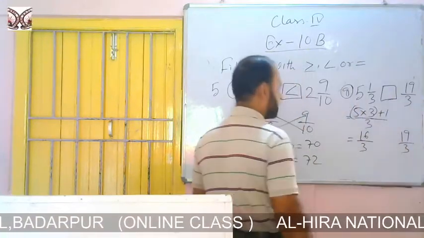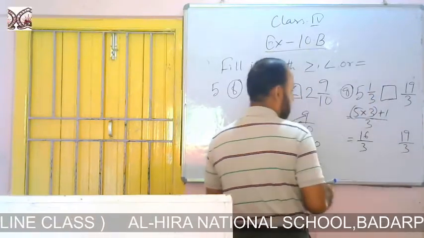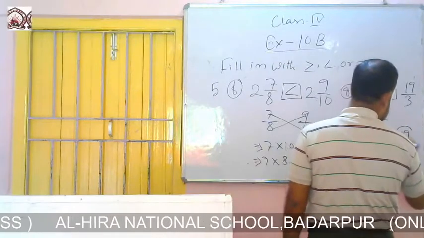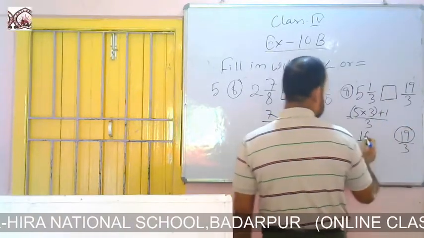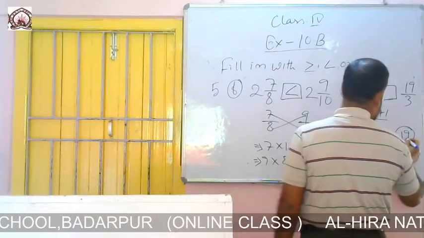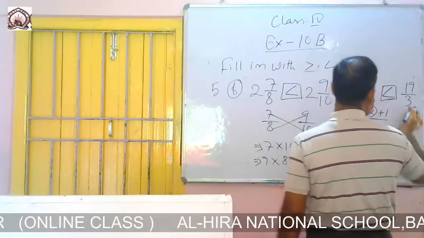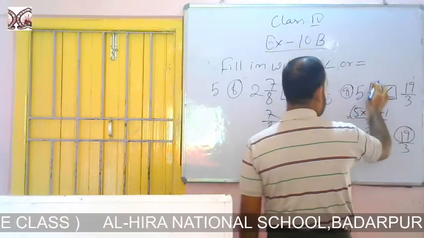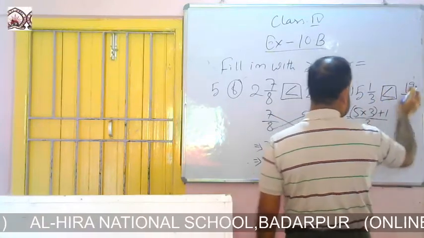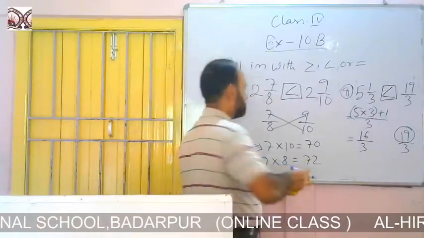Fractions are like fractions. So if fractions are like, the one with the greatest numerator is the greatest. So here 19 is greater than 16, so this fraction is big. So 5 1 by 3 is less than 19 by 3.